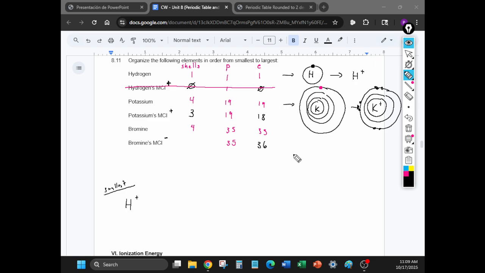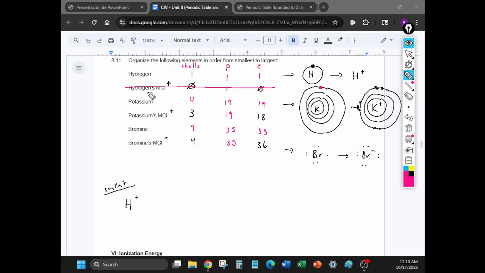And then for bromine's most common ion, if we draw bromine, I'll do the Lewis structure for this one. Bromine has 7 valence electrons. It gains an electron to become Br-, which means it just fills up its valence shell. So this is still going to have 4 shells. Bromine still has the same number of shells, but potassium is actually going to lose one of its shells.